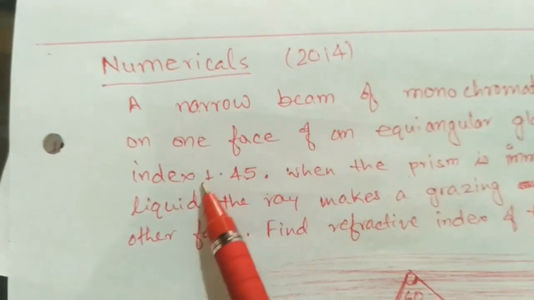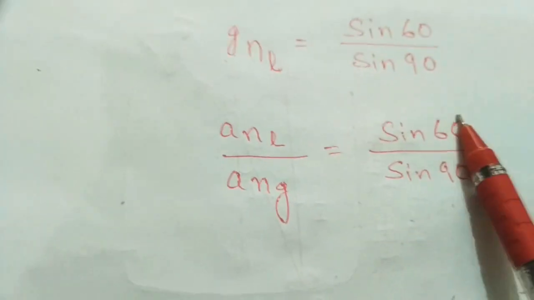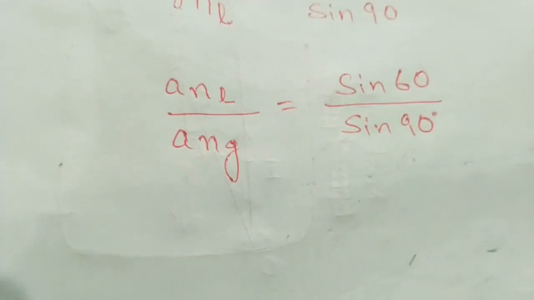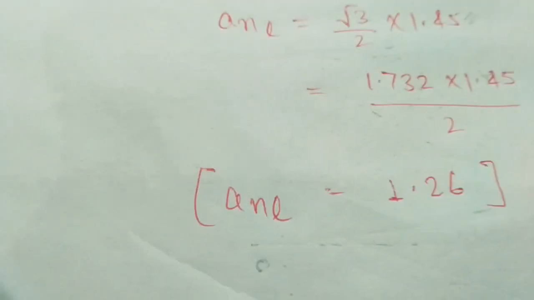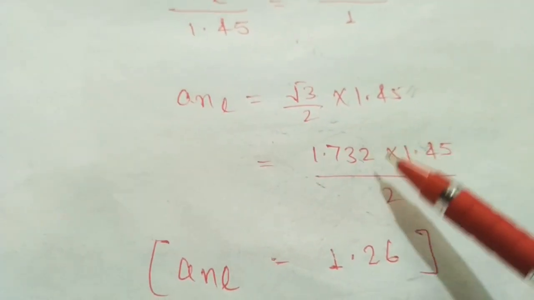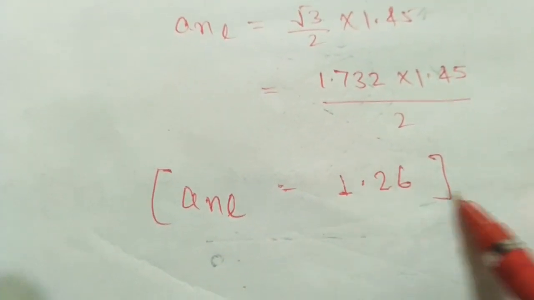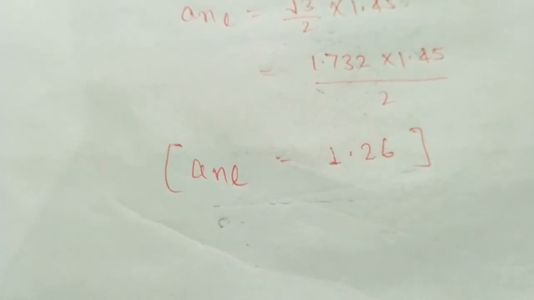We are having the value of ANG. In the question it is given 1.45, and the value of sine 60 and sine 90 we can write. So on writing the value, here it is. On further solving, the refractive index of liquid comes to 1.26.